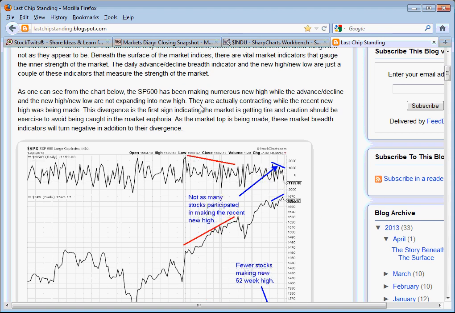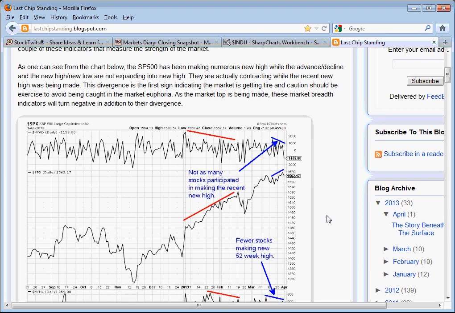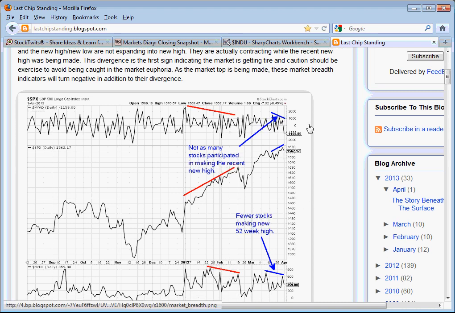And what I said in this post is that this negative divergence is usually the first sign that the market is letting us know that it is getting weaker. Then as some of these market breadth indicators not only show a divergence but actually turn negative, that would be a sign that the market is topping. And essentially that's what I saw today after the close.